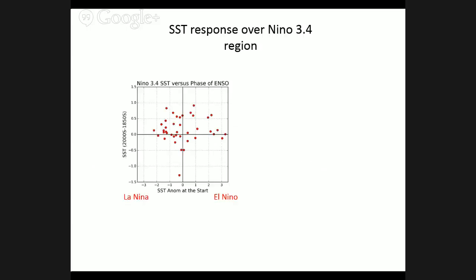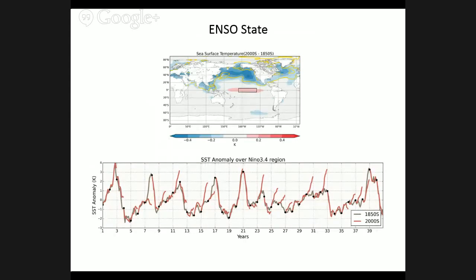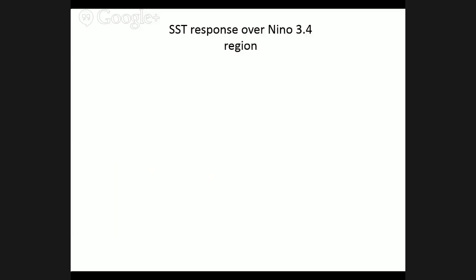So what you see here is monthly data. If you want to look at the annual response, another thing to note is that my initial conditions could be in different phases of ENSO. This is essentially my ENSO index. The positive anomaly means El Nino, and negative anomaly means La Nina. So you can see my initial points are also differing. It's whether my initial condition was when the ocean state was in an El Nino state or in a La Nina state.